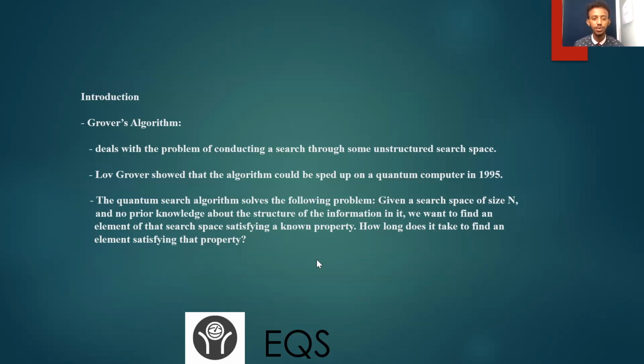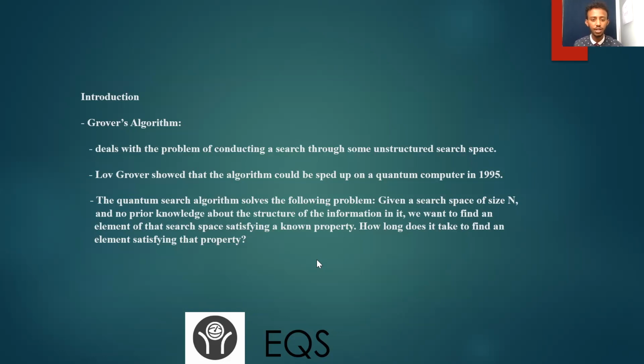Grover's algorithm deals with the problem of conducting a search through some unstructured search space. In computing, data could be structured or unstructured based on certain criteria, and Grover's algorithm is suitable for dealing with search inquiries through unstructured search spaces. And Lov Grover showed that the search could be sped up on a quantum computer significantly.